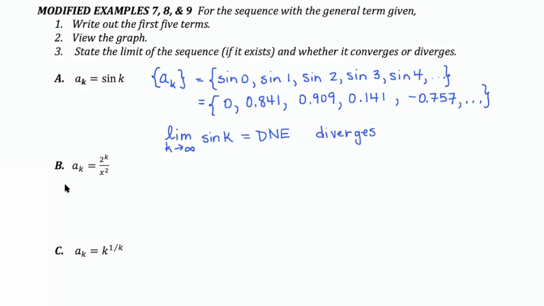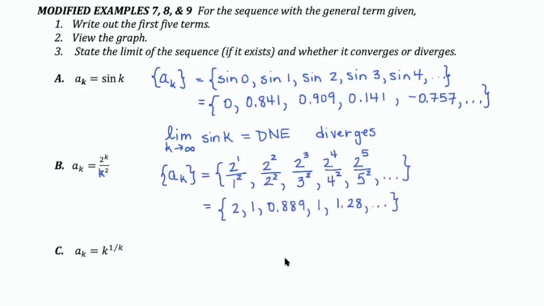In the next example, we have a sub k equaling 2 to the k power over, and my apologies, this should be k squared. So I'm going to write out the first few terms. And because I have a k squared on the bottom, again, I don't want k to be 0, so I'm going to start at 1 with the term 2 to the first power over 1 squared. Then we would have 2 to the second power over 2 squared, and so forth. So I've written out the first 5 terms and come up with their decimal equivalents.